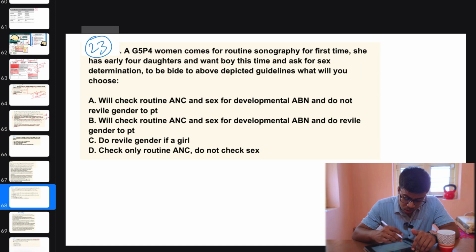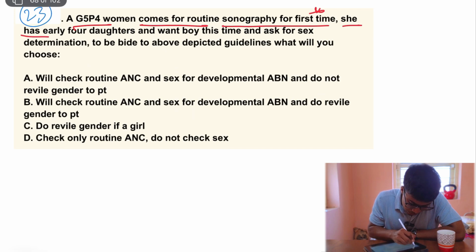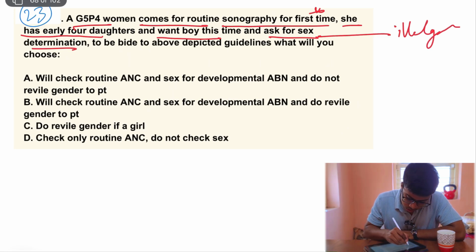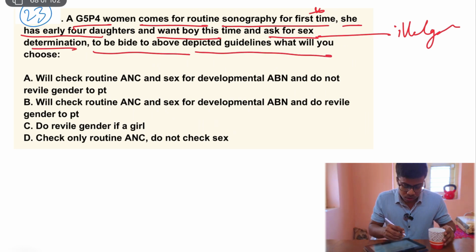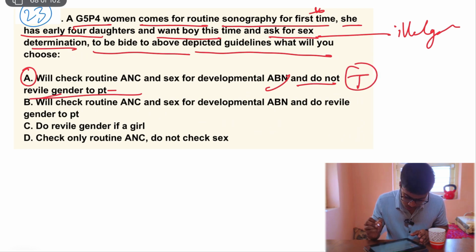Now coming to the next question. A G5P4 woman comes for routine sonography for the first time. She already has 4 daughters and wants a boy this time. She asks for sex determination, which is illegal. To abide by the above depicted guideline, what will you choose? Option 1: will check routine ANC and sex for developmental abnormalities and do not reveal the gender. Yes, you should not reveal the gender. So this is the correct option, I guess.